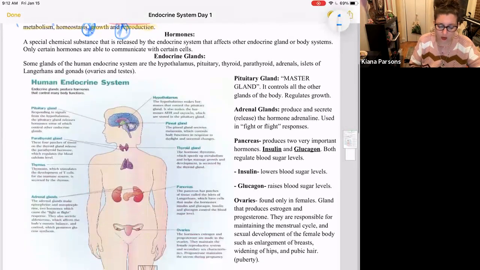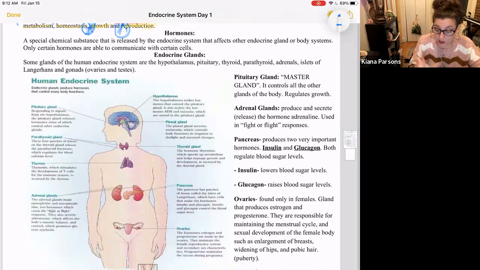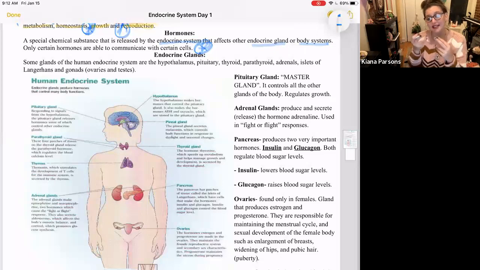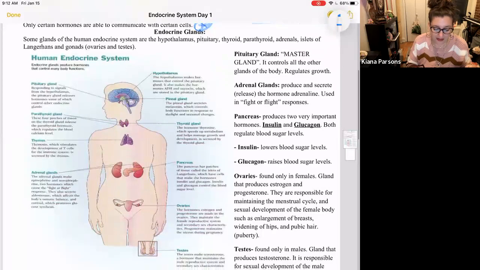So what exactly are these hormones? They are special chemical substances released by the endocrine system, again, made and secreted by those glands, that affect other endocrine glands or body systems. Only certain hormones are able to communicate with certain cells. And that might remind you a little bit of the substrate enzyme relationship where there's that lock and key matching system, and our endocrine system sort of works the same way. And again, we will continue obviously to discuss. This is just day 1. So now let's go through all the different glands of the endocrine system. There's a lot.